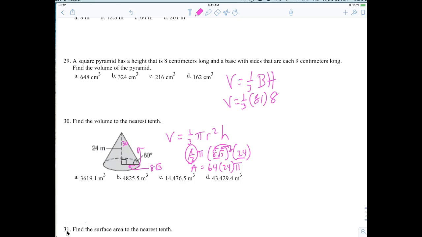Wait, A squared is the length of the base. What do you think? No, it's a pyramid. Just kidding. I think the answer is C, isn't it? But if it's base times height, why is it 81 times 8? 9 times 9. Why? All right.